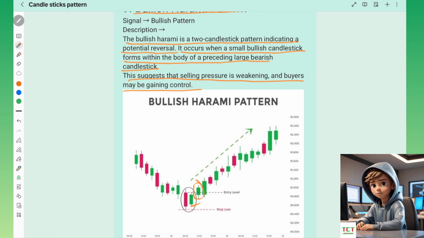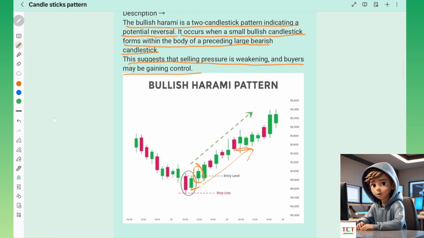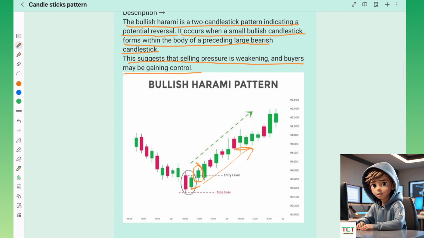If the next candle is a strong bullish candle, then the reversal is confirmed. This pattern works best when it appears at a strong support level or after an extended downtrend, because that's when sellers are most exhausted and buyers are ready to step in. One thing to remember, the smaller the second candle and the larger the first candle, the more powerful the signal, because it shows a dramatic reduction in selling pressure.